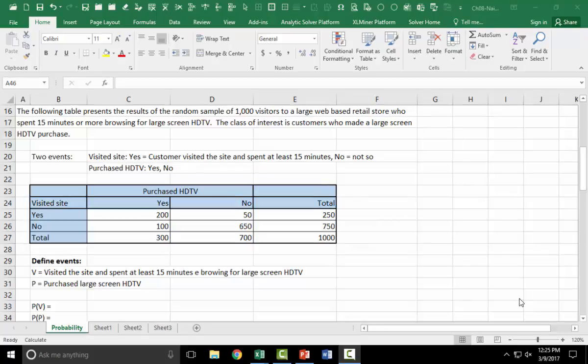Probability. So we'll start with some basic probability concepts and then we will look at Bayes' theorem.